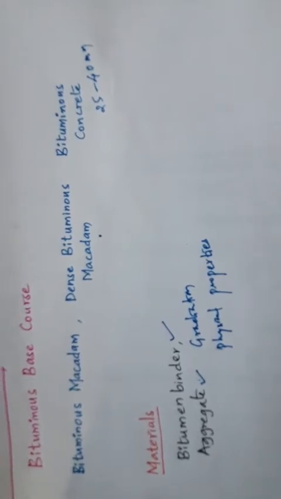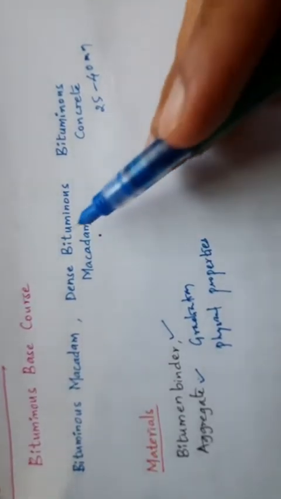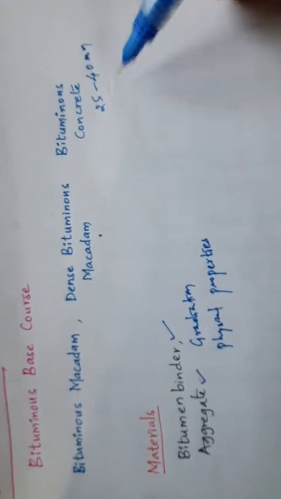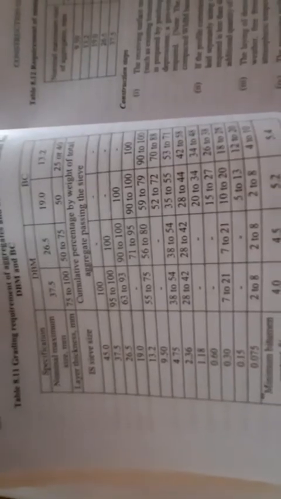Here I will show you the gradation for both DBM and bituminous concrete. Okay, here are the two layers. One is DBM, dense bituminous macadam, and one is the BC. The nominal size of the aggregate here is 37.5 and 26.5, and in case of the bituminous concrete it's 19 and 13.2.